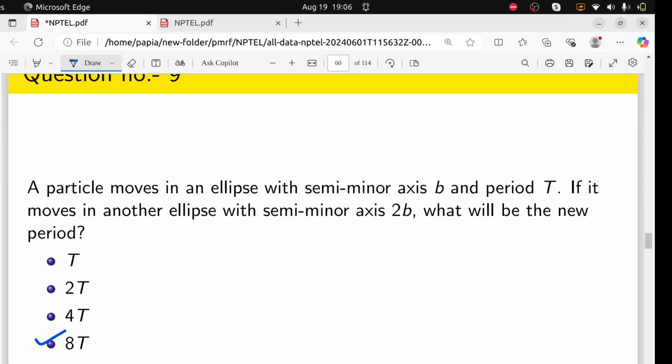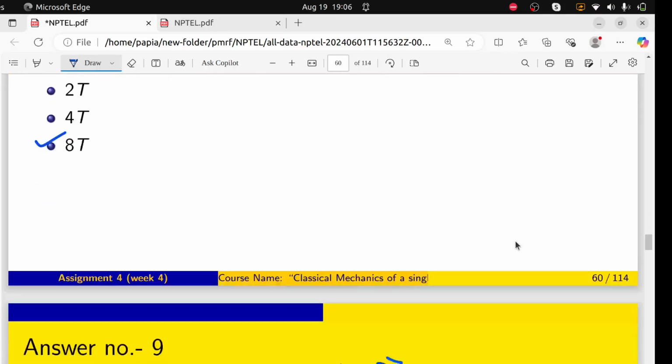So this one is a calculation. We just calculated how T varies with B, and we found that T is proportional to B cube. So if 2B is there, then 2B to the power cube, that means 8B cube. So it is 8T.